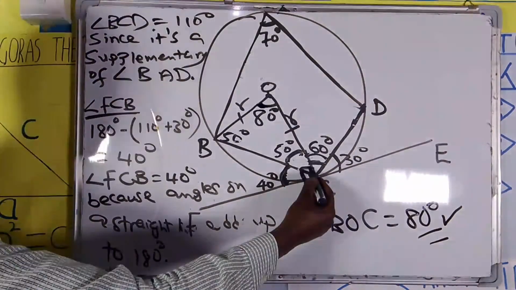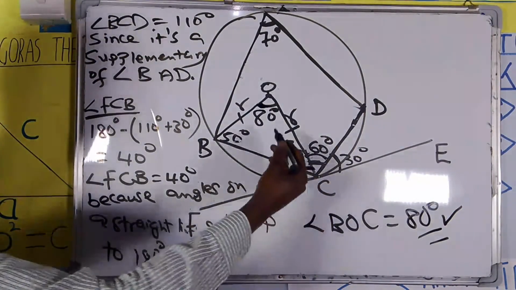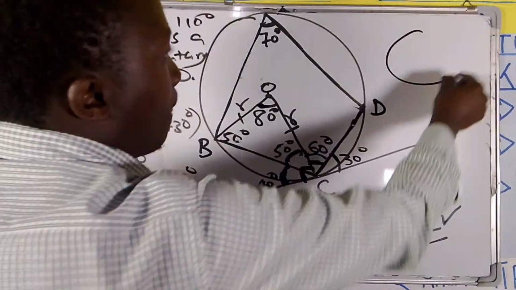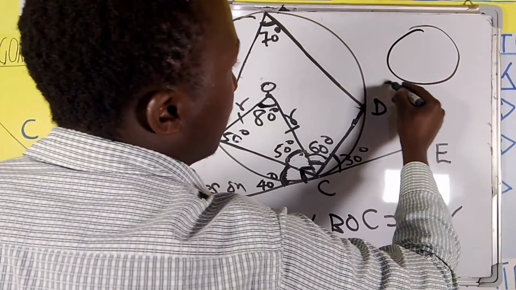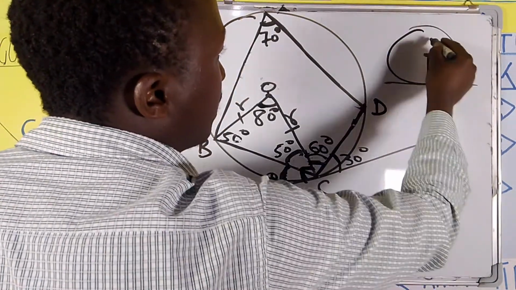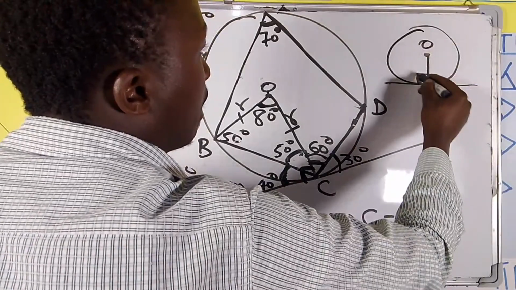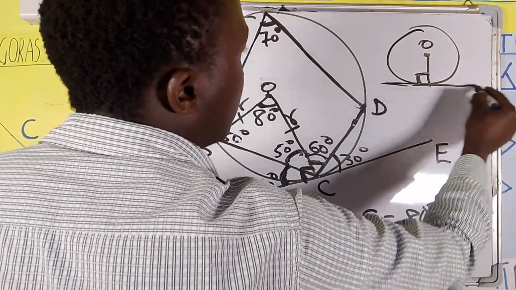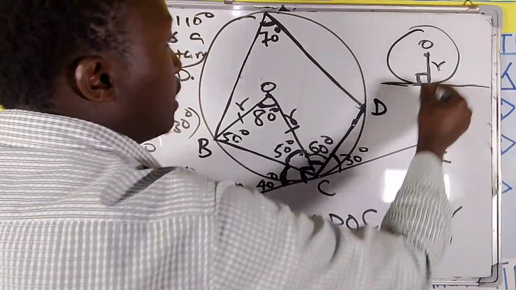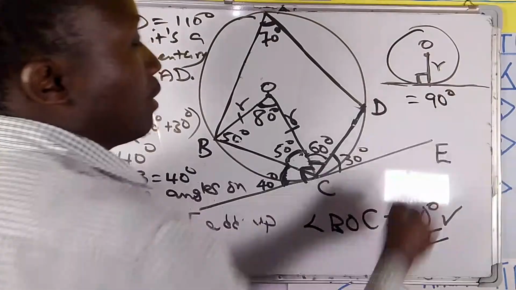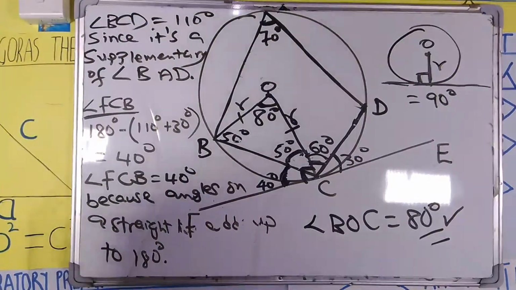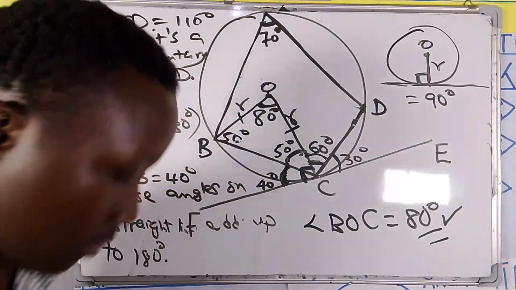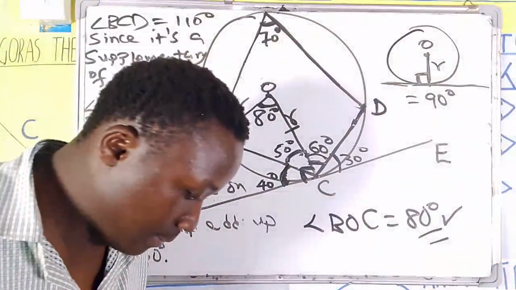I was not seeing it well here. An angle subtended by a tangent and a radius or a diameter is a right angle. An angle subtended by the tangent and a radius is 90 degrees. It is a right angle. That is what I had not seen. So we've come to the end of our lesson.